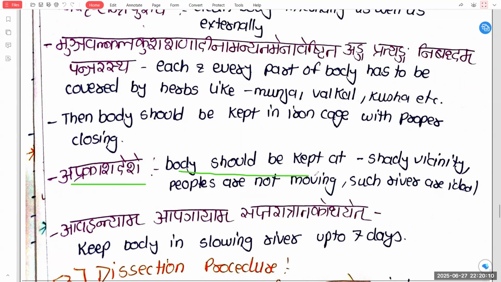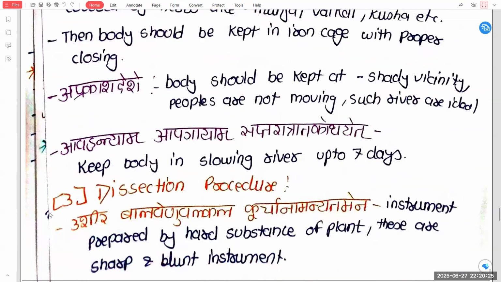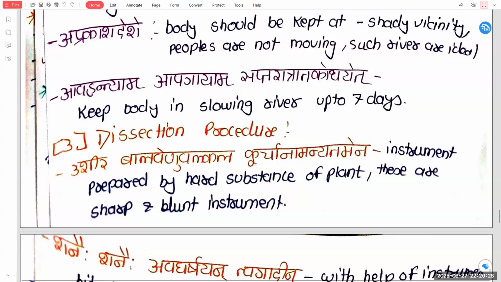Aprakasha deshe, the body should be kept in a shady vicinity. Aprakash means sunlight should not fall and people are not moving. And a river which is flowing is ideal to keep the dead body preserved. Avahantyanam apagayam saptaratri kothaye. Keep the body in the flowing river up to 7 days. 7 days is important. You must remember Saptaratri. MCQ, you might be asked. How much time should the dead body be kept in the flowing river? For these 7 nights.